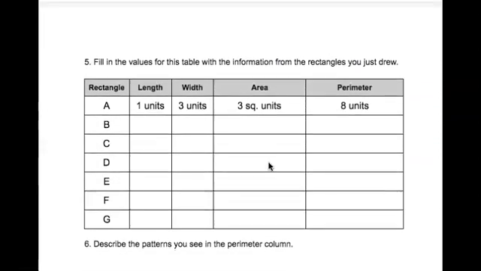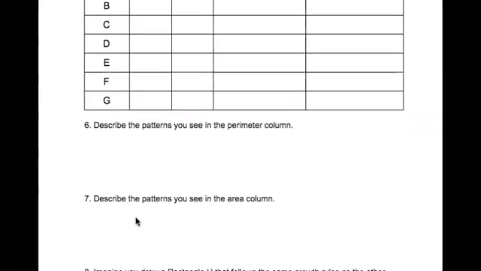Then you're going to fill in some units. So you can easily just fill in these units knowing that you just increased your length and width by 1. So B would be 2 units and width would be 4 units. You can calculate the area and then the perimeter, and you're going to do that for all of your rectangles.